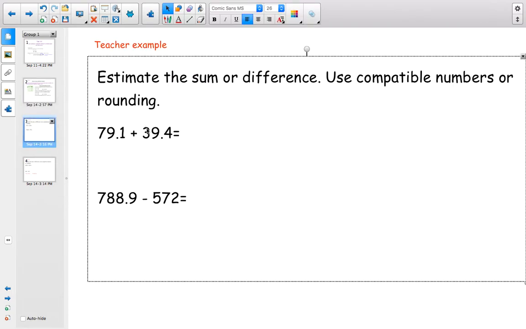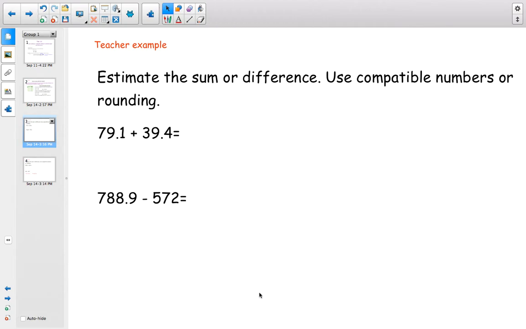All right, let's do some problems together. So here we're going to estimate the sum or the difference using compatible numbers. Can you guys tell me what the difference means? What kind of math are we doing if we're finding the difference? Go ahead and submit when you're ready. Okay, good. We should have said subtraction. So when they're asking for the difference, we know that we're going to be doing a subtraction problem.